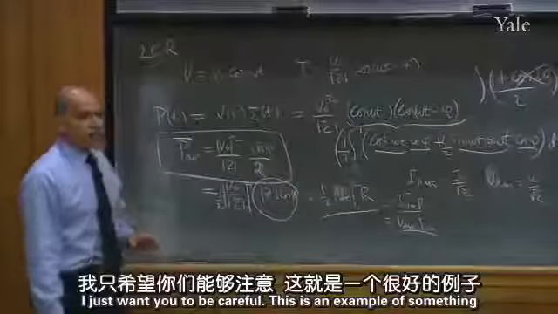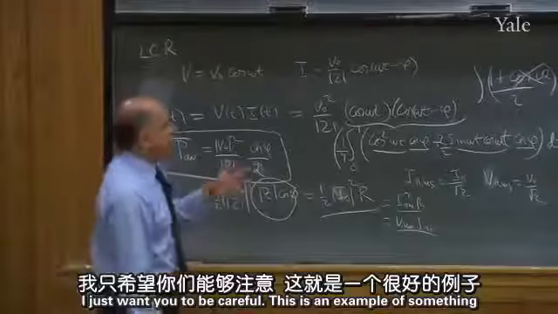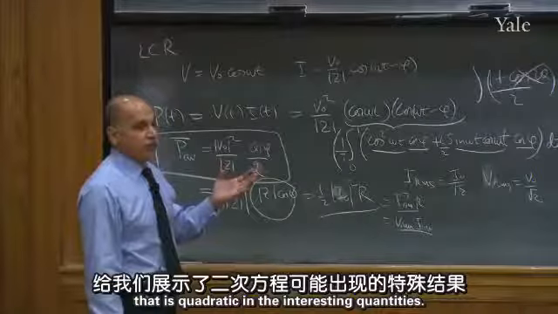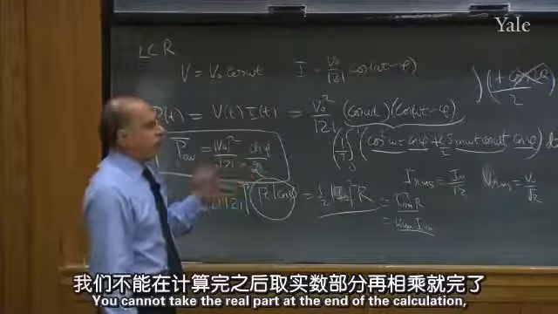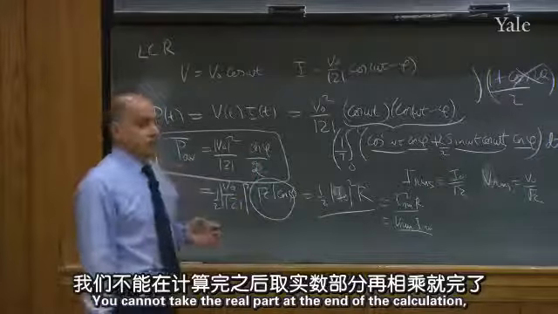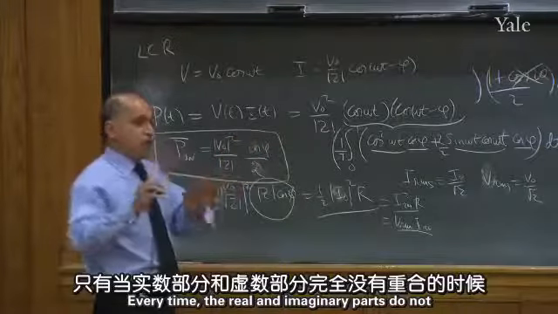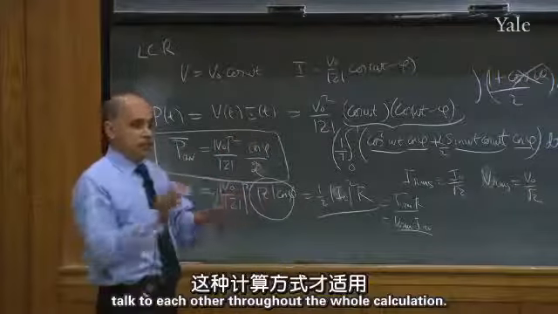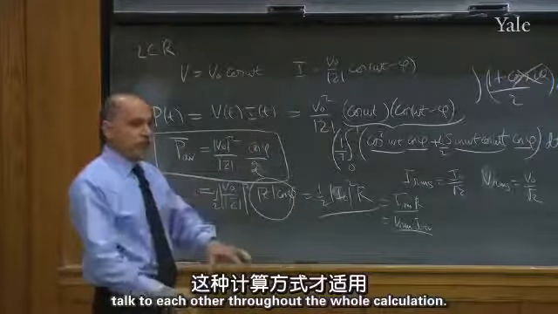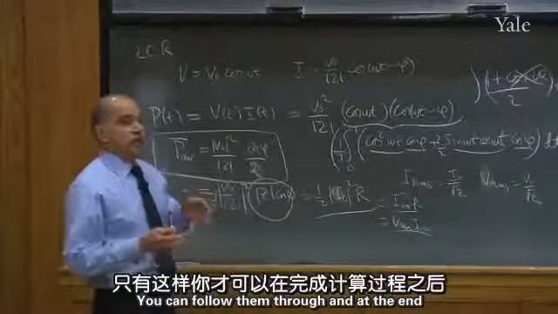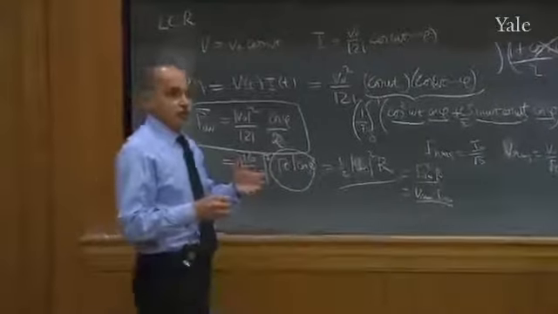But I just want you to be careful. This is an example of something that is quadratic in the interesting quantities. You cannot take the real part at the end of the calculation. Only for things which are linear. At every time, if the real and imaginary parts do not talk to each other throughout the whole calculation, you can follow them through and at the end take the real part as what's interesting.